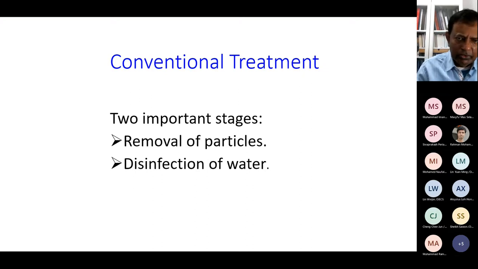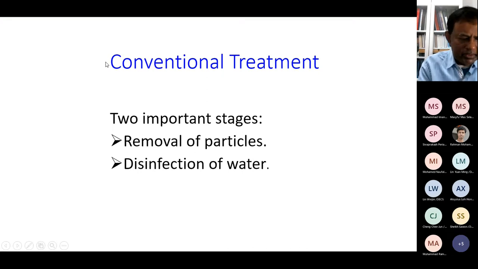Okay, the important factor that you have to take note of is that conventional treatment can remove particles, but it will not be able to remove dissolved contaminants. If there is something already dissolved in water in ionic form, conventional treatment cannot remove it. So this is a limitation. Conventional treatment uses coagulation, flocculation, sedimentation, filtration, and disinfection. These are the five main components of a conventional treatment. What it achieves is that it can remove particles in the water and disinfect the water using chemicals that can kill the bacteria. So basically only two stages: removal of particles and disinfection, and that is what we call conventional treatment.